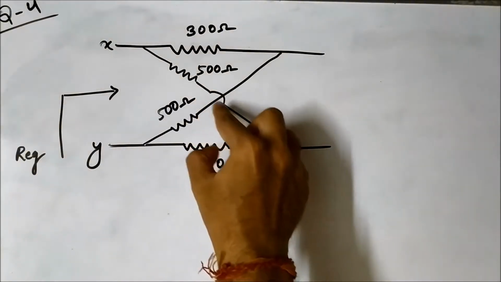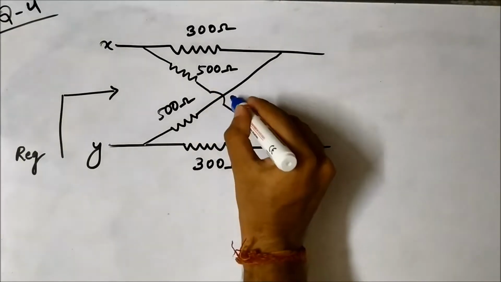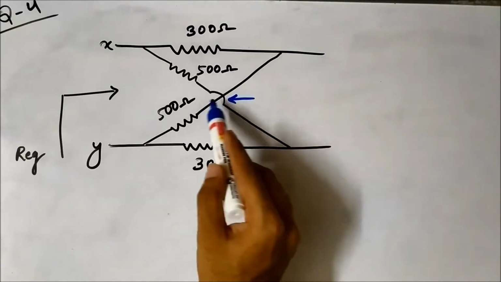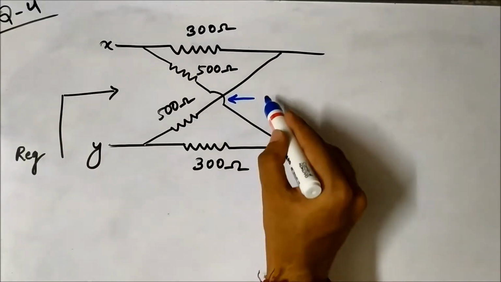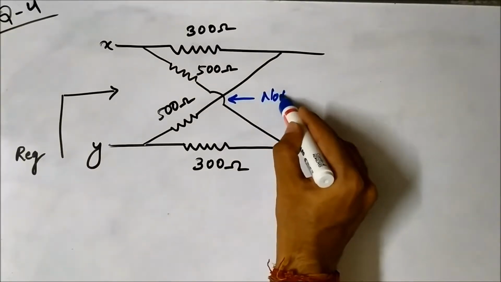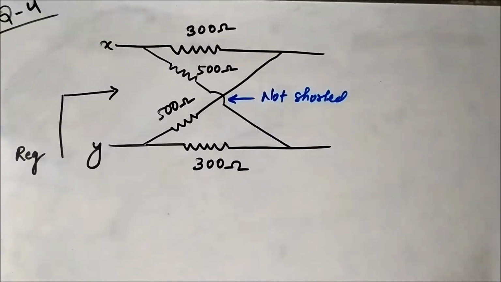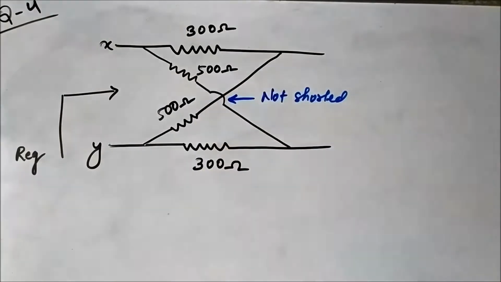This curve denotes that the two connections, or these two wires, are not shorted together. This is very important. It means that this crisscross connection is not shorted.